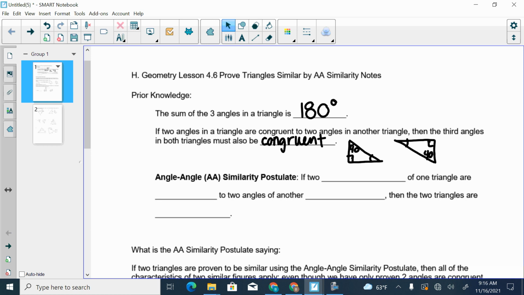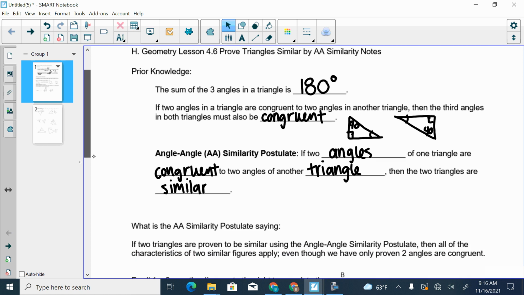Okay, so that leads us into this similarity postulate. If we know that two of our angles in one triangle are congruent to two angles in another triangle, then we automatically know that the third angle must also be congruent, and therefore our two triangles are similar. So remember the difference between similar and congruent. Similar means that it looks the same but could be smaller or larger. So the size doesn't have to stay the same, it just increases or decreases by some factor.